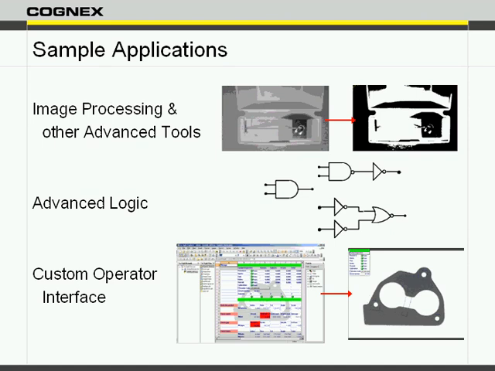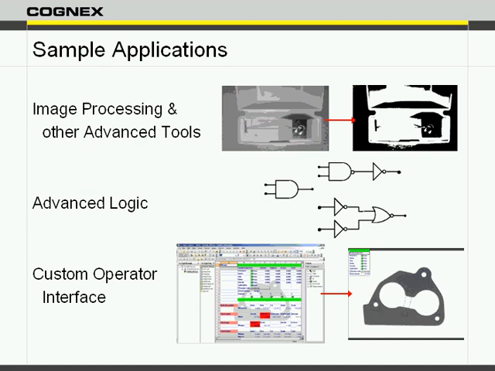Some of the sample applications within the spreadsheet: image processing and other advanced tools. The one shown is an image filter called binarization. You can see that it took an image that's made up of a lot of different levels of gray and switch them all to ones, 255 or zeros, whites and blacks.